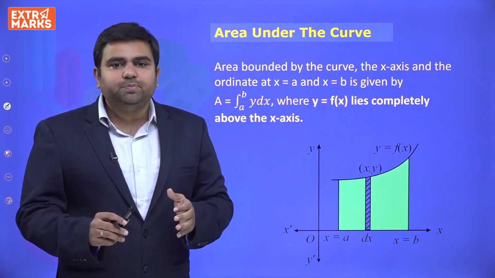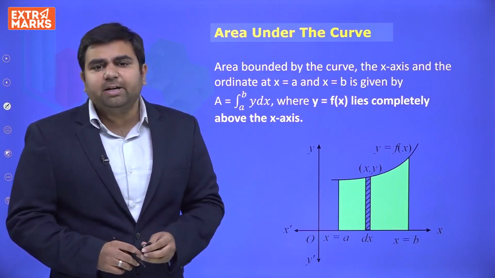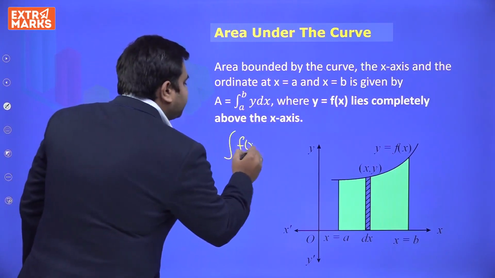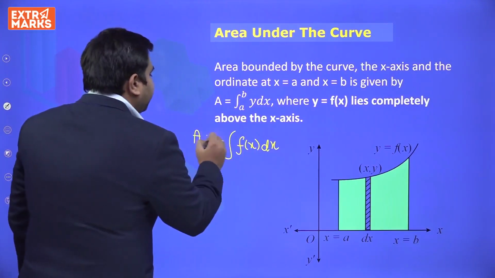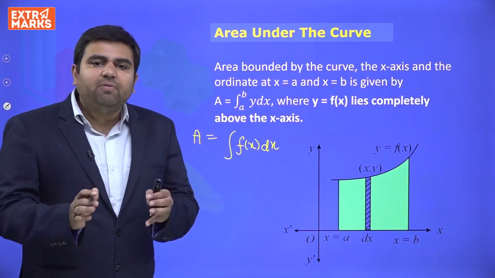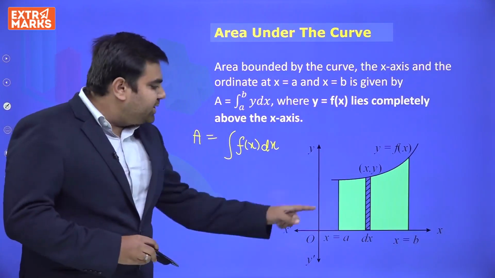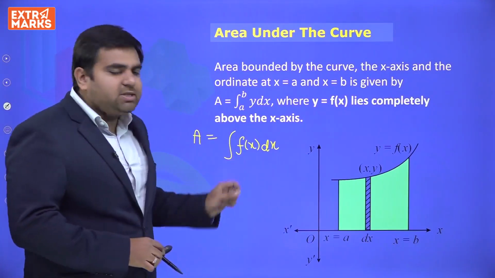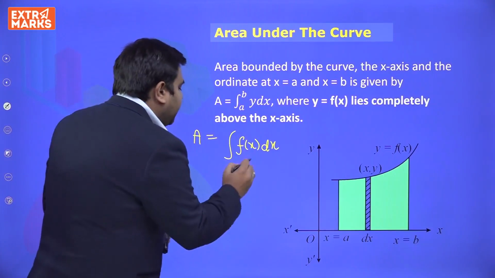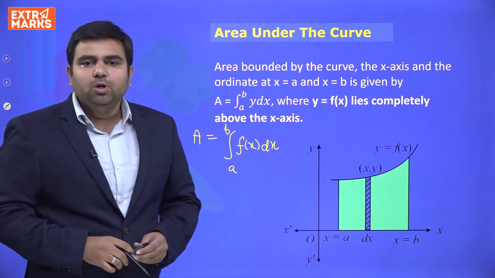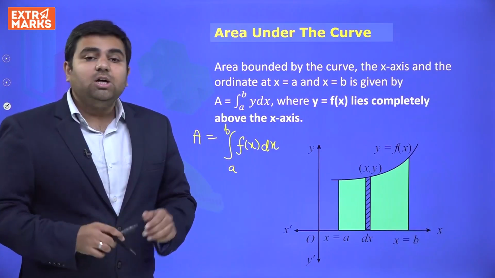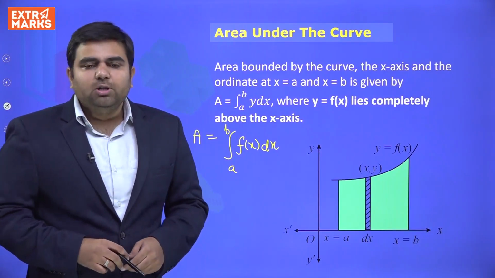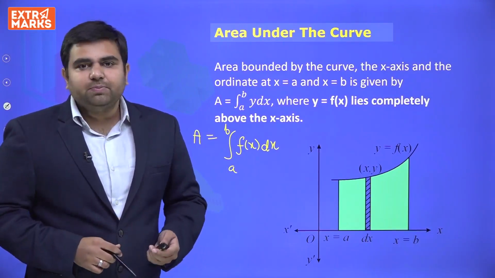This area is the integral of y dx, right? What is y? y is simply f of x, so f of x dx. Since strictly we want to find the area between the ordinates x equal to a and x equal to b, I shall simply integrate y dx, or f of x dx, from x equal to a to x equal to b. So this is the first case where the curve y equal to f of x lies completely above the x-axis. Let's move to the next case.